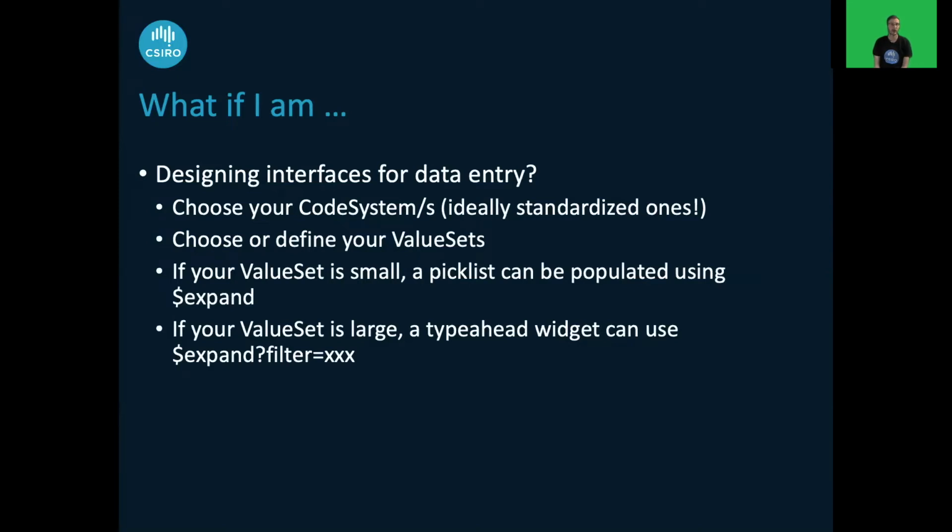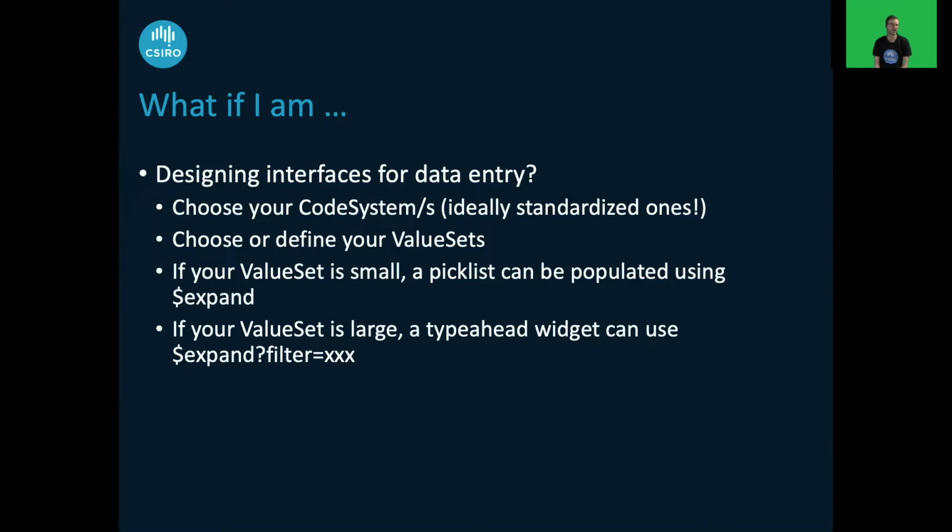The first thing that we're going to want to do is choose our code systems that we're going to use. Hopefully we might be able to use standardized code systems like SNOMED CT or LOINC or some official data dictionary code systems, but maybe we'll have to define our own code systems. Once we've done that, we can define the value sets by identifying which codes from those code systems we think are in scope for the data entry activity.